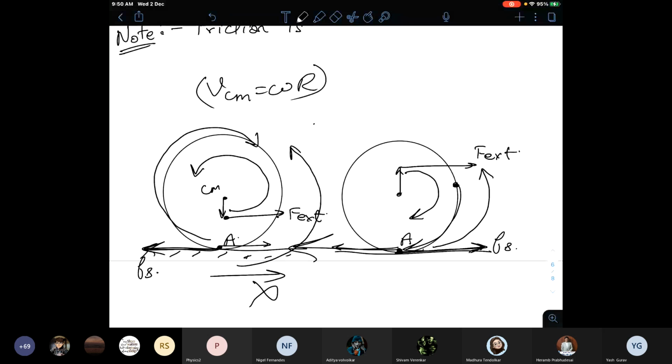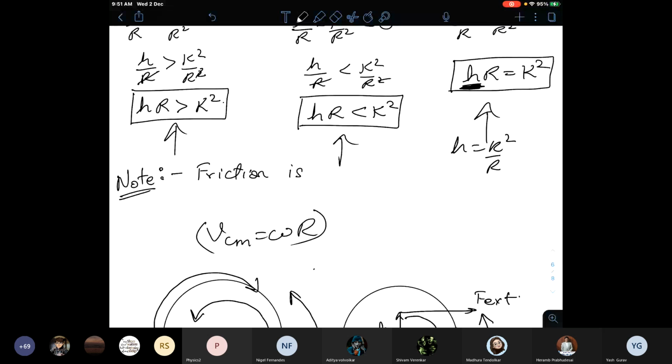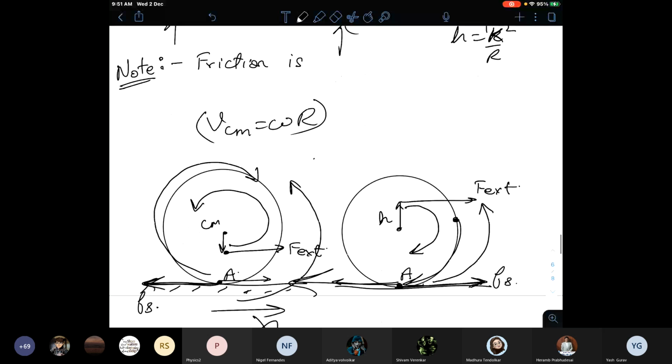Okay, till some height h, you can see that when h is equal to k square by r, the friction becomes 0. So at some height h, friction is becoming 0. If the height is more than this, then the friction is in the forward direction. If the height is less than this, then the friction is in the backward direction. This is the situation that is actually happening.